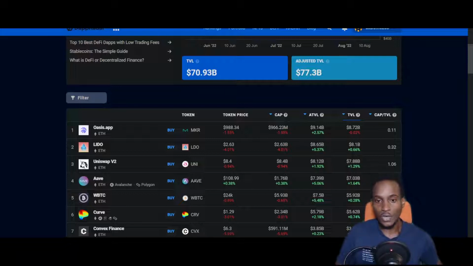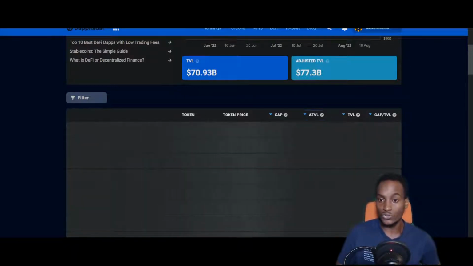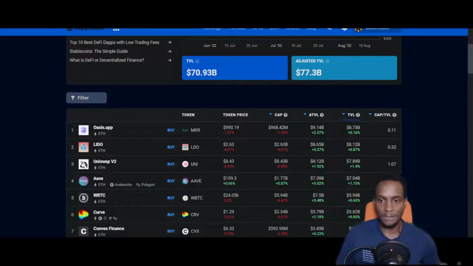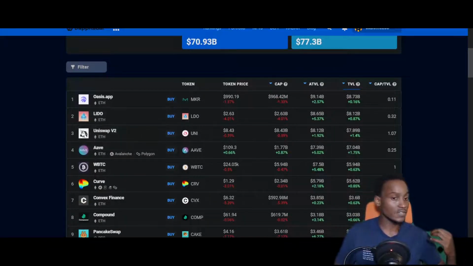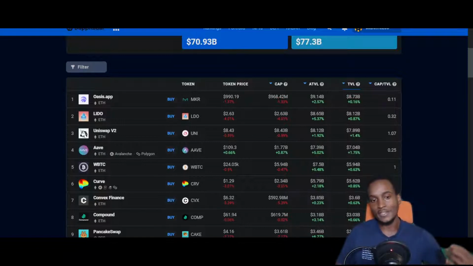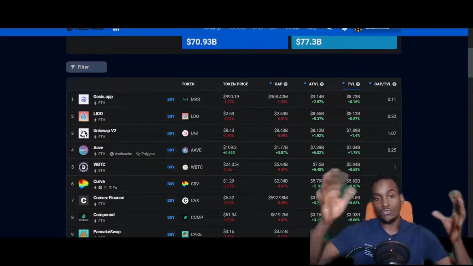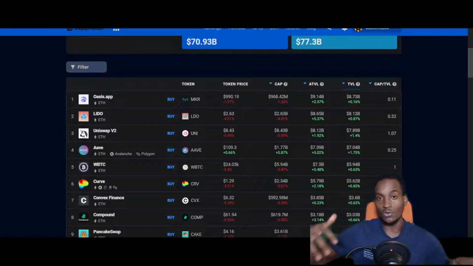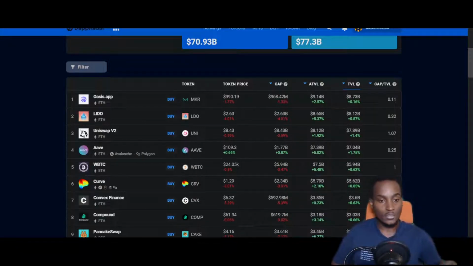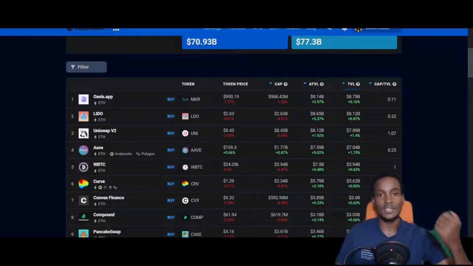Then Uniswap version 2, and depending on how you arrange them, you can see all-time values or total value locked. For example, if you click this, you can see Oasis, Lido, Uniswap version 2, Aave Finance. Most of these also have native tokens, so if you want to invest in them or speculate that way, you can. Wrapped Bitcoin is a version of Bitcoin wrapped so that it can operate in DeFi on the Ethereum network or the particular decentralized exchange that's holding it. Curve Finance. These are all examples of decentralized exchanges which serve the purpose of mainly swapping tokens, storing value, and offering other things.